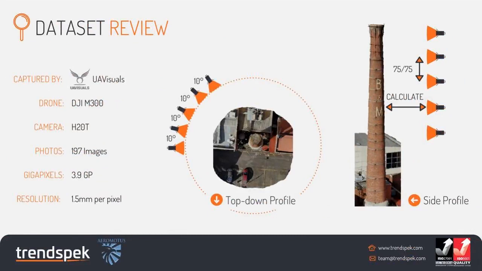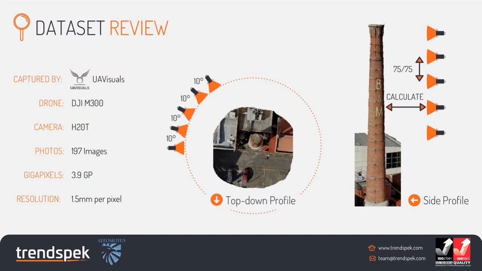So we're about to take you through a walkthrough of Trendspek and a typical workflow. The dataset we're going to review is a chimney stack. It was captured by a company in Australia, UA Visuals, using the DJI M300 and the H20 camera system. This dataset contains just under 200 images, which is the equivalent of just under 4 gigapixels.